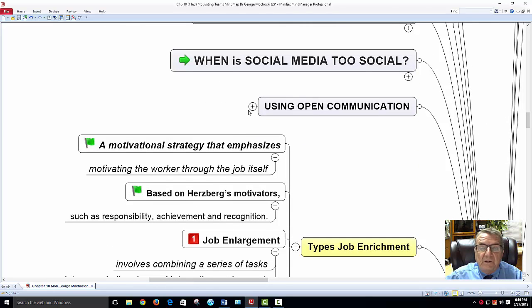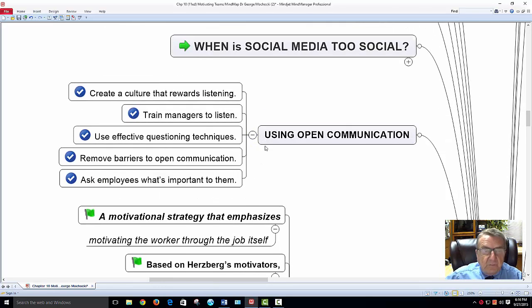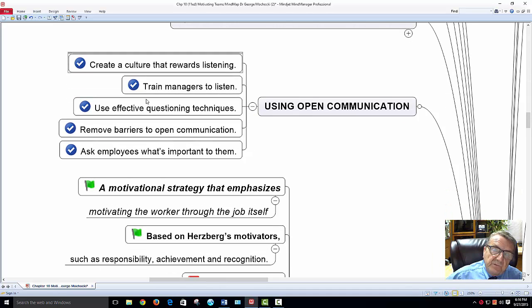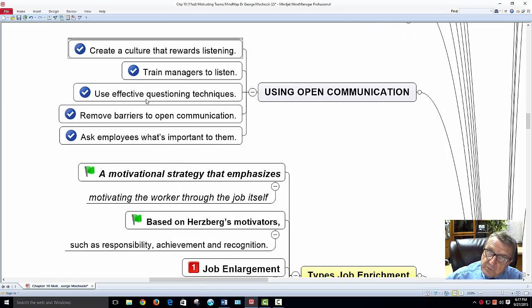Okay. Now, using open communications, part of the whole motivation thing, create a culture that rewards listening. You've got to let them listen. Listen to what they're saying. Don't just put in a suggestion box. Bring it up. In the last 20 minutes, does anybody have any questions? Good idea. Let me follow up on that. And don't let it go away. Don't send it to other committees to drag it out. It's a good idea. Think about it. Listen to them. Train the managers to listen and also train employees to listen. Use effective questioning techniques, not just to keep it going. Remove barriers to open communication.